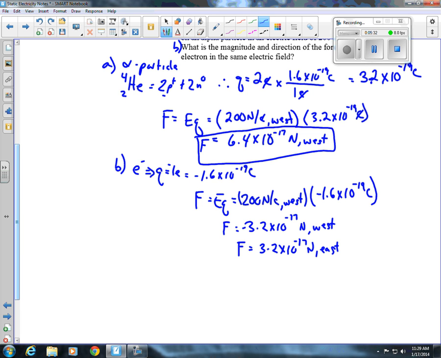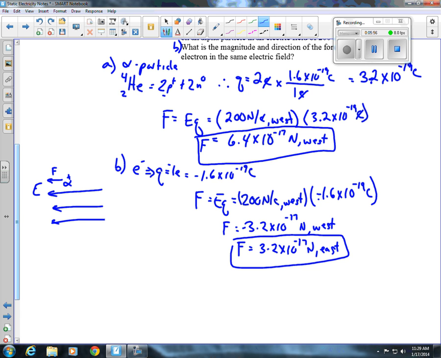Now I normally don't bother keeping the signs all the way through. I wouldn't have put this negative here. I just would have realized that since an electron's a negative charge, it's going to go the opposite way of the electric field, so it's going to end up going east. So let's sketch what's happening here. Here is our electric field pointing west. Here's our alpha particle. It's positive, so it's going to go west. And here's our electron. It's negative, so it's going to go the opposite way.